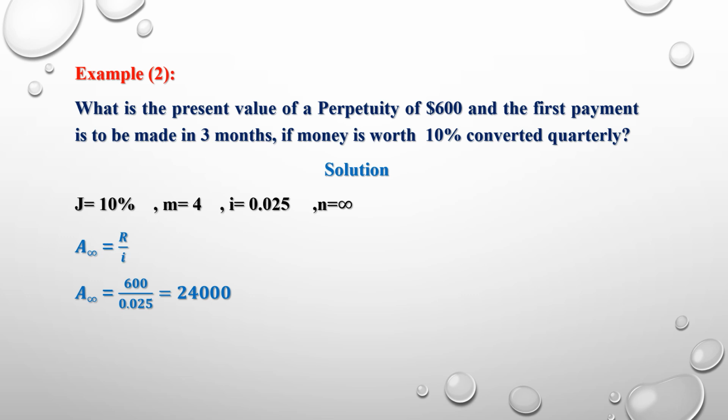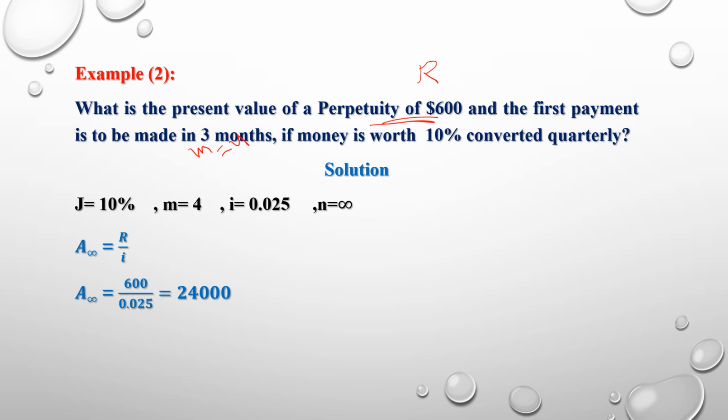Example 2. What is the present value of a perpetuity of $600 if the first payment is to be made in 3 months, if money is worth 10% converted quarterly? In this example, the value of the perpetuity equals $600, so this is R. And the first payment is to be made in 3 months, so the conversion of the perpetuity is every 3 months. So it's made 4 times a year, so M equals 4.